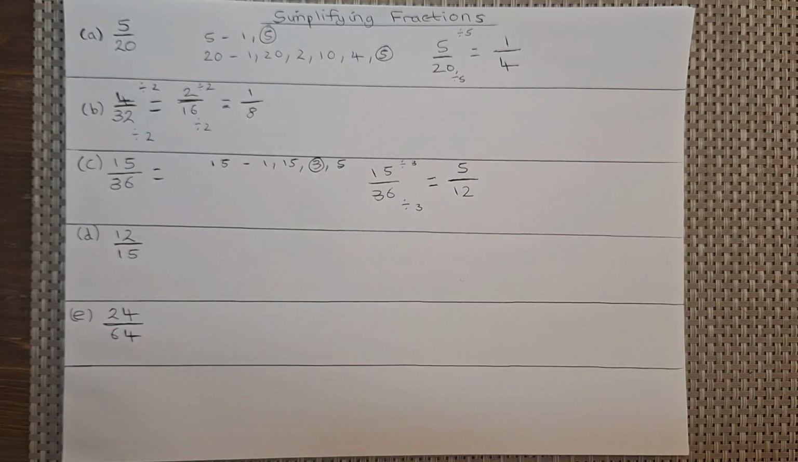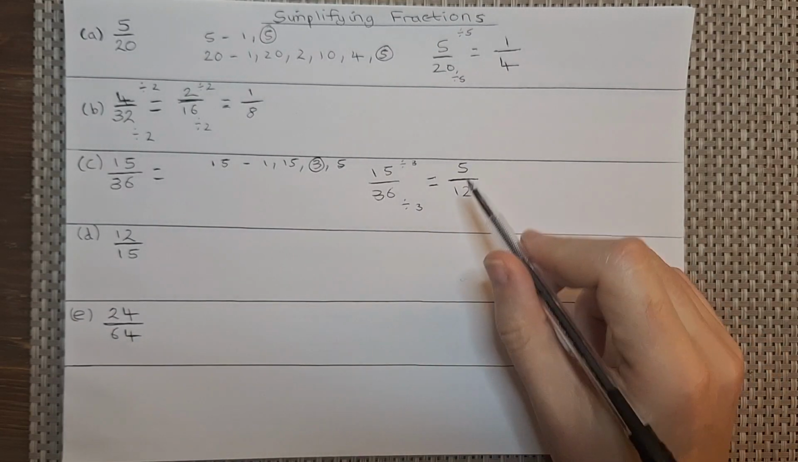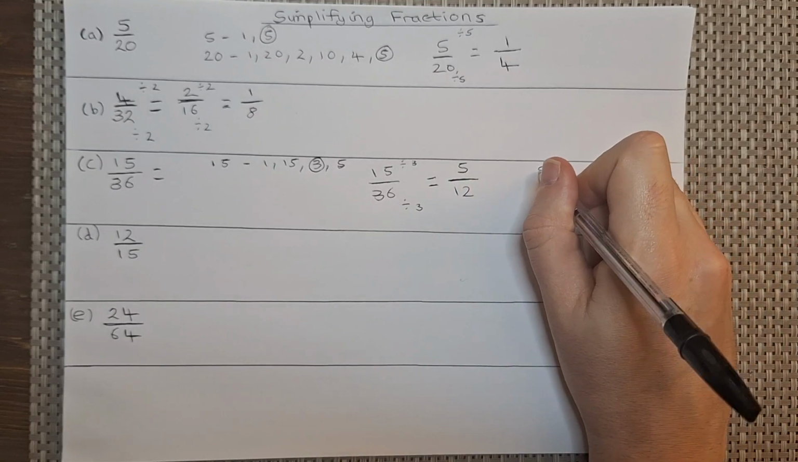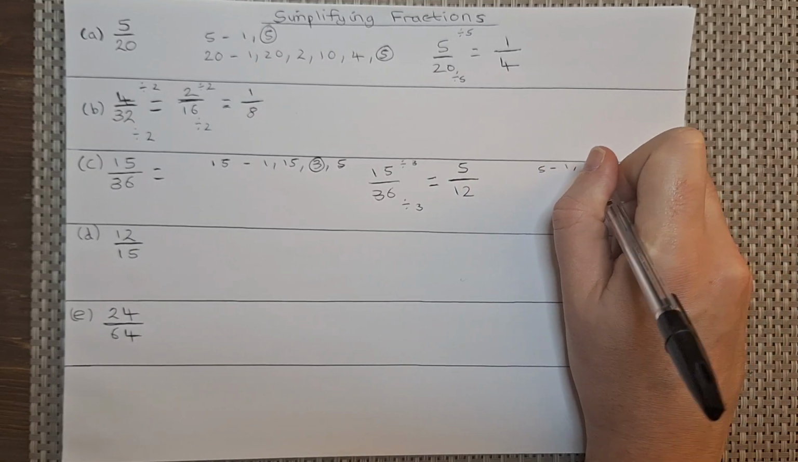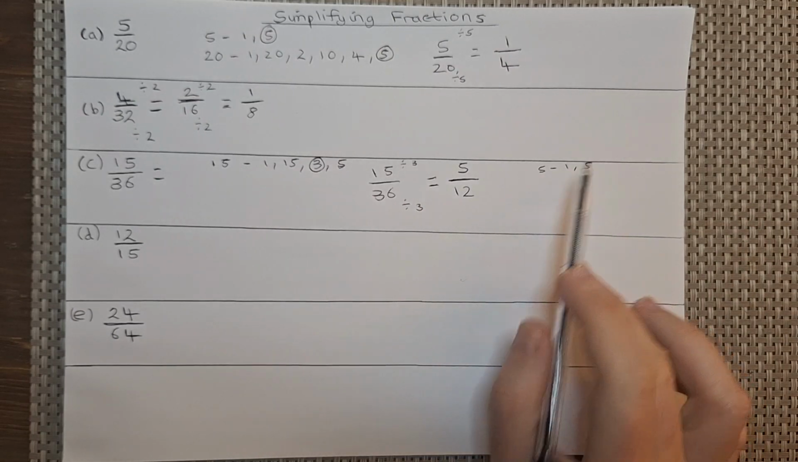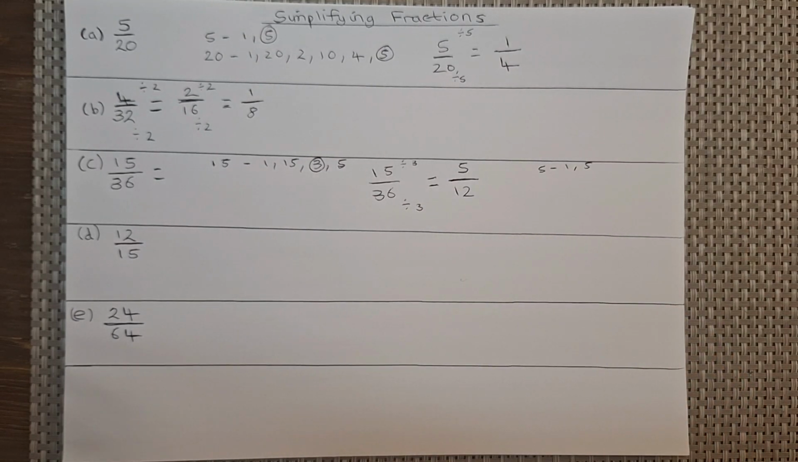Now is that in its simplest form? Well, we know 5 is a prime number, therefore the only factors of 5 are 1 and 5. Does 5 go into 12? No, it doesn't, therefore that is in its simplest form, 5/12.